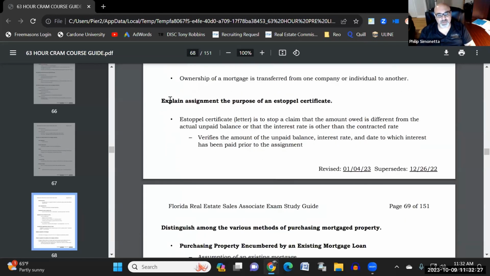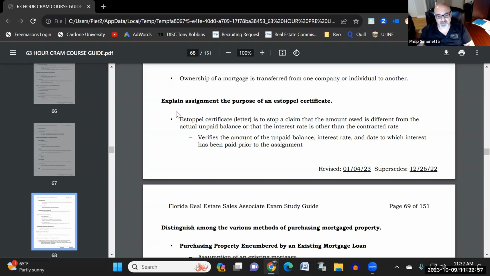Now let's explain the assignment, the purpose of an estoppel certificate, right? An estoppel certificate is a letter, and it's to stop a claim that the amount owed is different from the actual unpaid balance or the interest rate is other than what is the contracted rate. So when one bank sells a loan to another bank, they must do an estoppel letter. They must show what the original loan amount was, how much was paid, what the rate is. All that information has to be transferred with the loan.